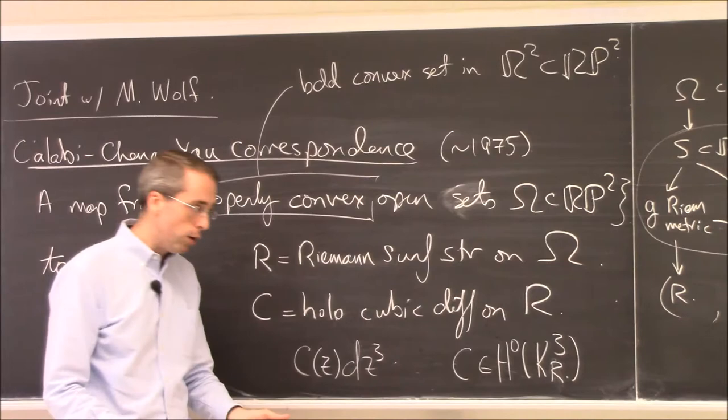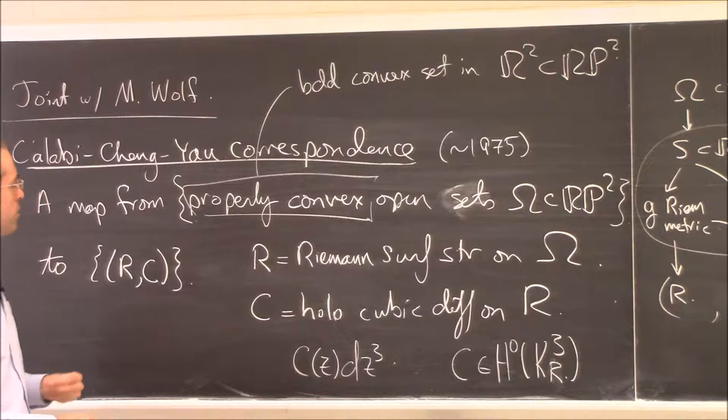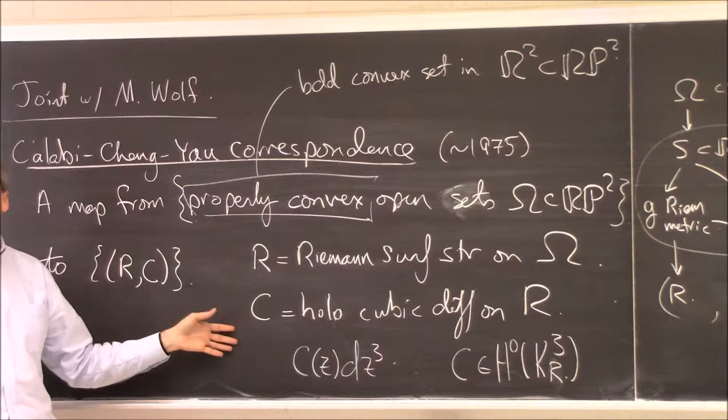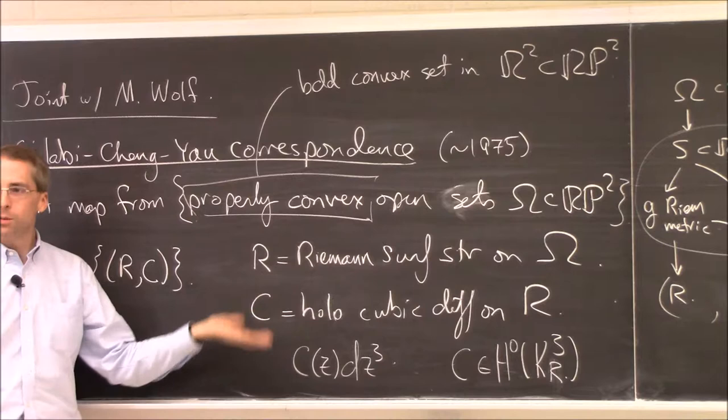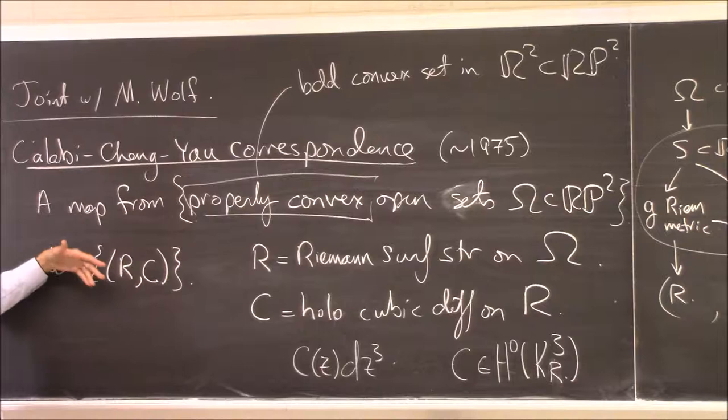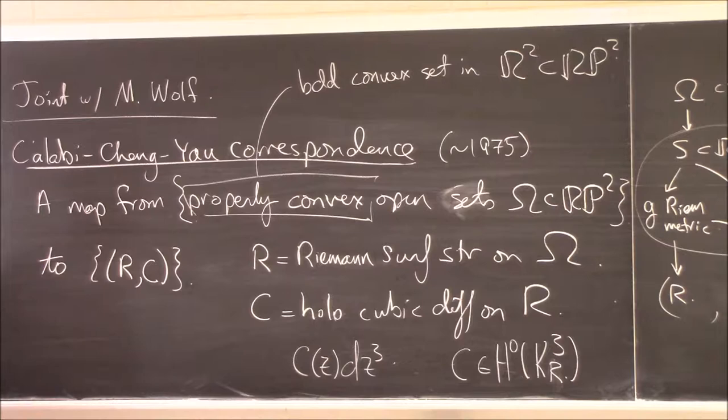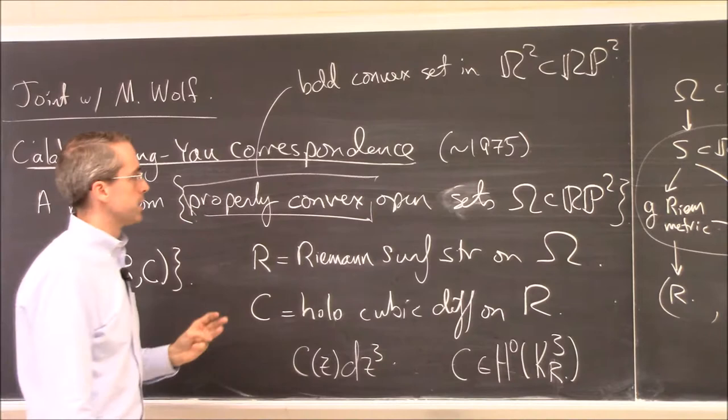So questions you could ask are, if you have a favorite family of convex sets in RP2, what are the corresponding Riemann surfaces and cubic differentials? Or you could ask, if you have a favorite class of Riemann surfaces and cubic differentials, what are the corresponding properly convex sets? Now, I haven't said anything about whether this map is injective, surjective, whatever. And in complete generality, I don't think that anything like that is known. But I do want to highlight two instances in which you get bijective correspondences from this.